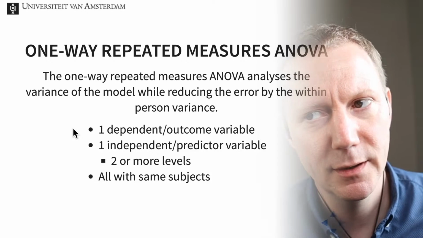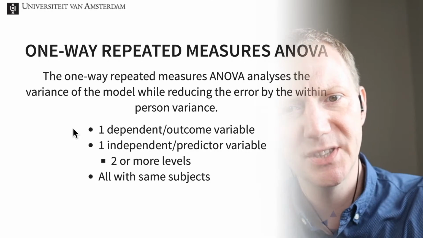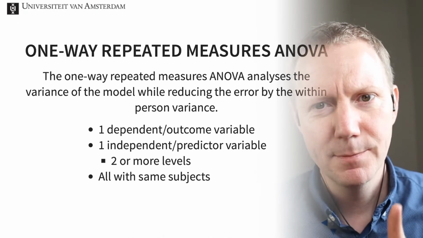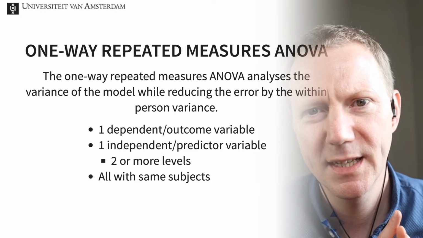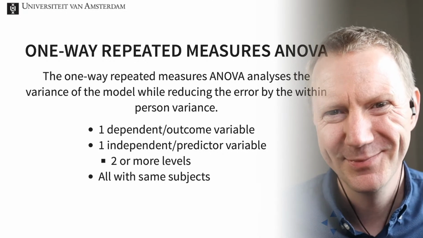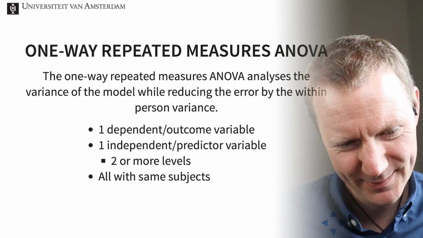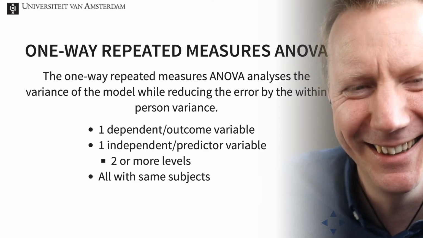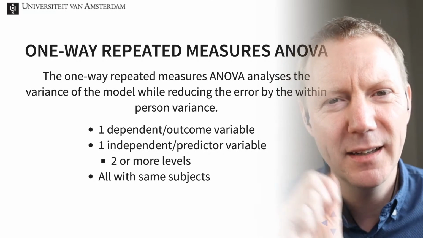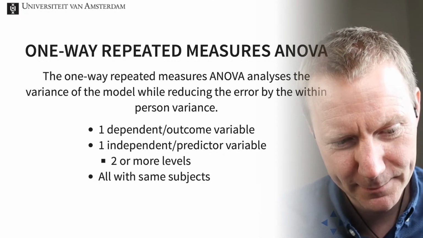So you can have more than 2 levels in your design. But the categories are assigned within the individual. Does that make sense? Is that clear? Can you already imagine what the data looks like in SPSS? No. Not yet. Okay, we'll be looking into that, because it's a little bit of a strange thing going on compared to what happens when we do an independent ANOVA. But we'll look into that.